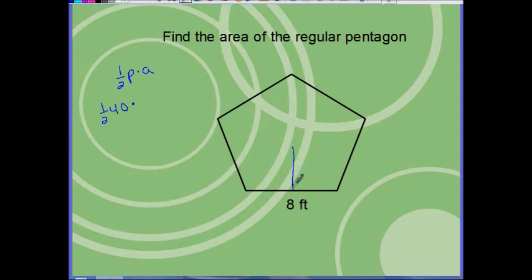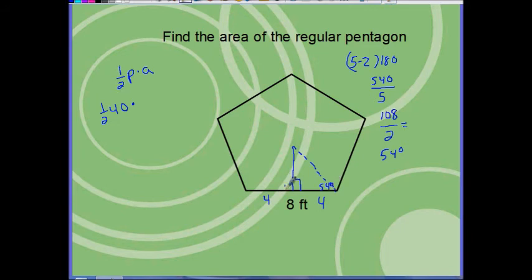So let's draw it in. It's perpendicular and bisects that base. And now let's draw in our radius, making our right triangle. Now, we have to find the measure of that angle. To find that, number of sides minus 2 times 180 gives me 540, divided by 5 sides, which is 108 degrees for the full angle. That radius bisects that angle, so each angle is going to be 54 degrees.